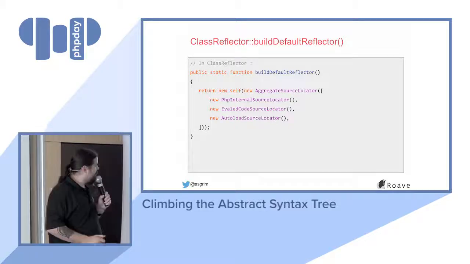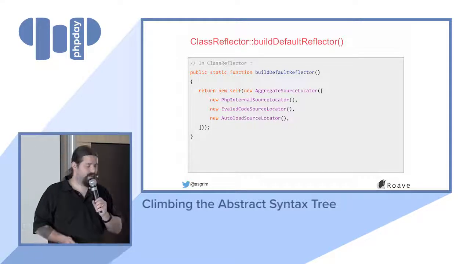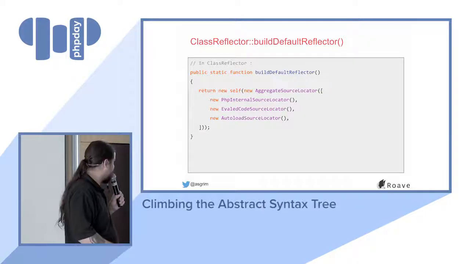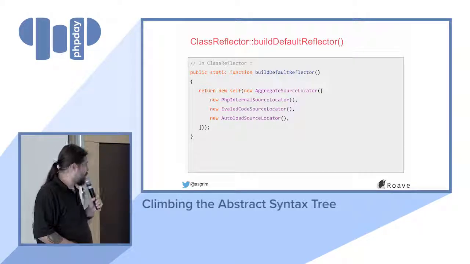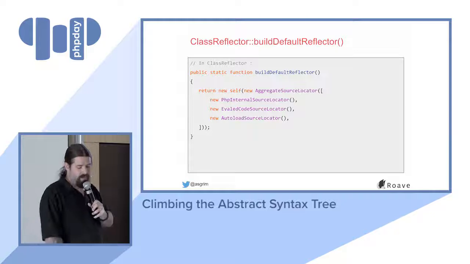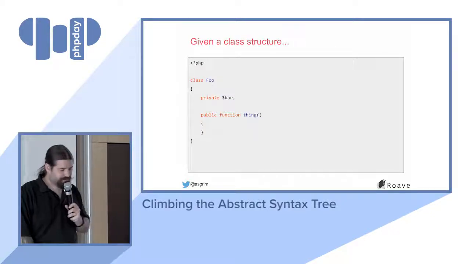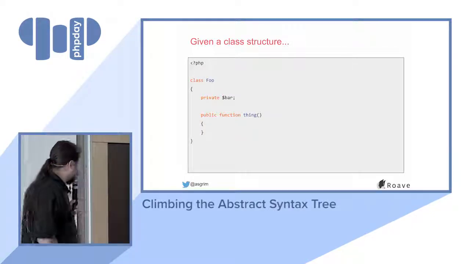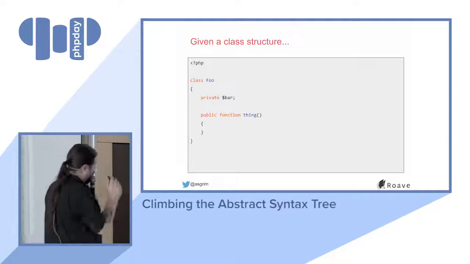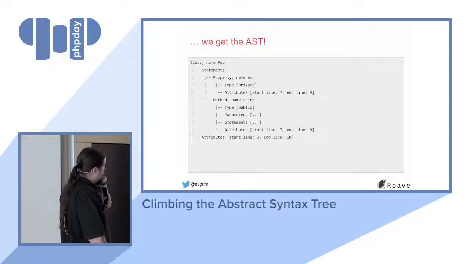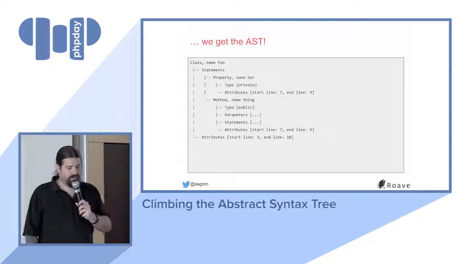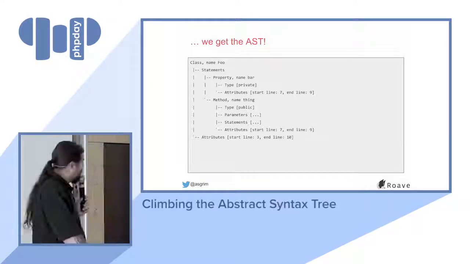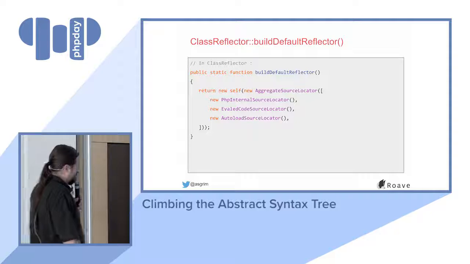We pass in a PHP internal source, eval code for people who do evil evaling. And then an autoload source locator, which is kind of fun. We give it a class structure, something like this, and we come out with an AST that looks something like this. The source locators are kind of interesting.